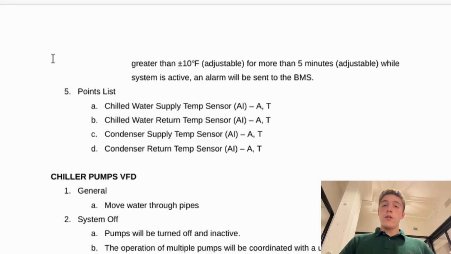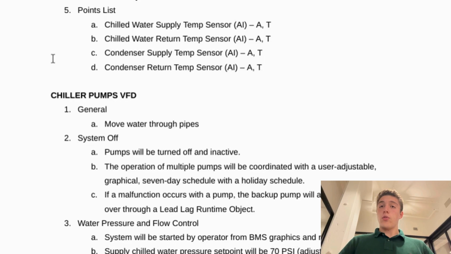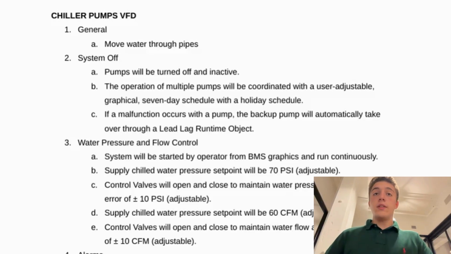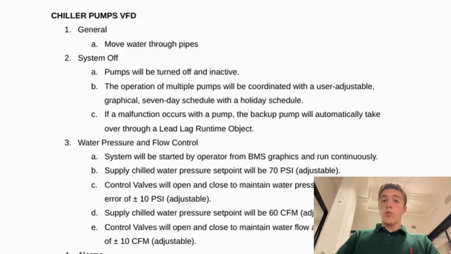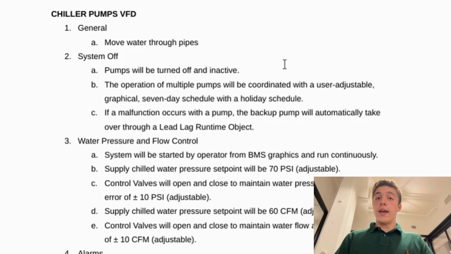Then we have a points list of chilled water supply, chilled water return, condenser supply, and condenser return. The temperature sensors are all analog inputs, and they're available in histories and connected to alarms. This is to make sure that the water going into and out of the chiller does not damage it by being too hot or too cold, usually too hot. Now for the chiller pump VFDs, these are going to move the water through the pipes. When the system is off, the pumps will be turned off and inactive.